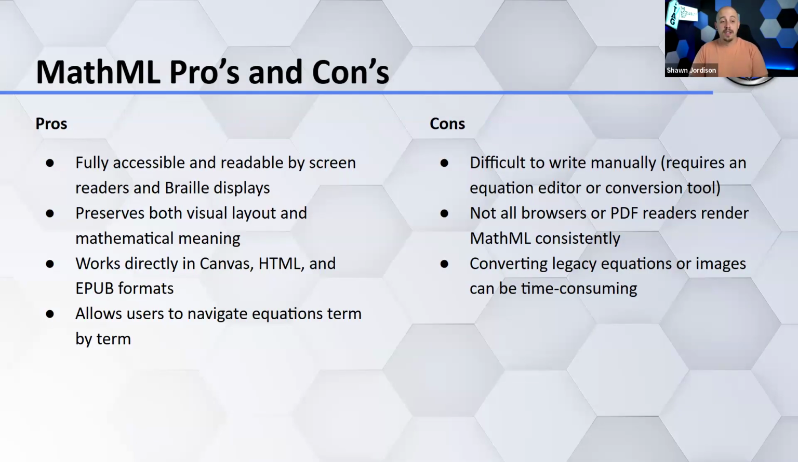Here are the cons. It's difficult to write manually, I would say impossible, and requires an equation editor or conversion tool to create. Not all browsers or PDF readers render MathML consistently. So this is why we definitely don't want to have math in a PDF. It has zero MathML support. Converting legacy equations or images can be very time consuming. You often have to recreate them one equation at a time.